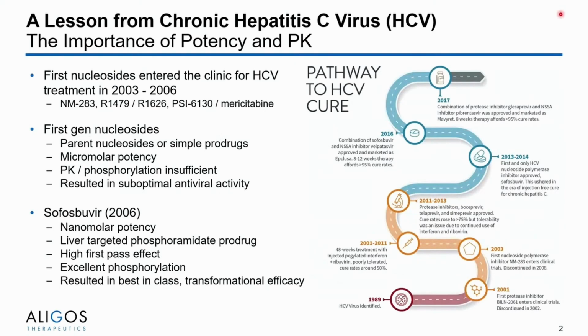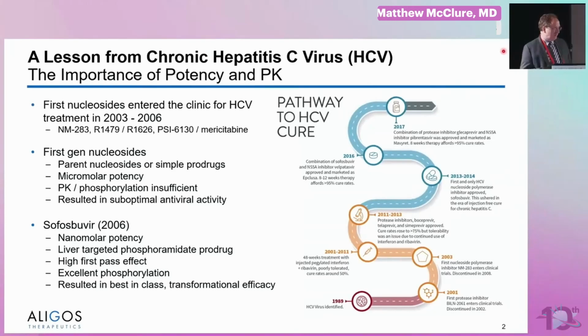Before we talk about hepatitis B, though, I wanted to talk about hepatitis C. And many of you will already be familiar with this, but there's an interesting story here that I think is a good allegory for the development of hepatitis B. After sofosbuvir was basically discovered, it completely transformed the treatment of hepatitis C. It went from a disease that was very difficult to cure to just about everyone got cured.